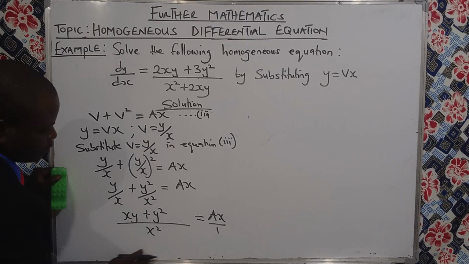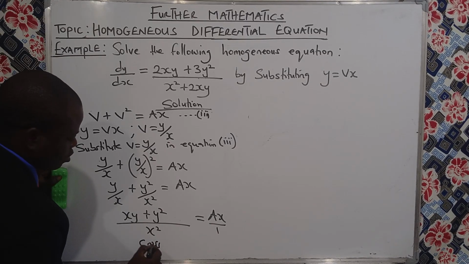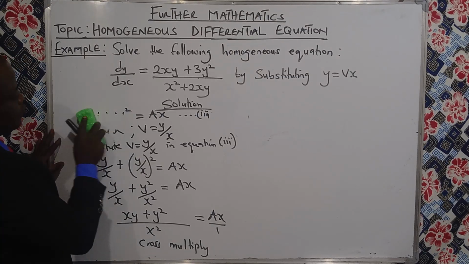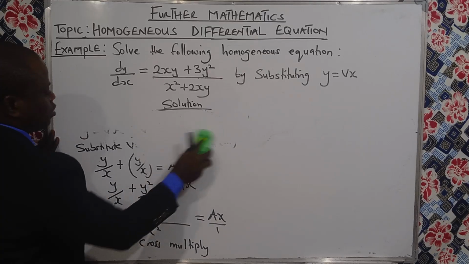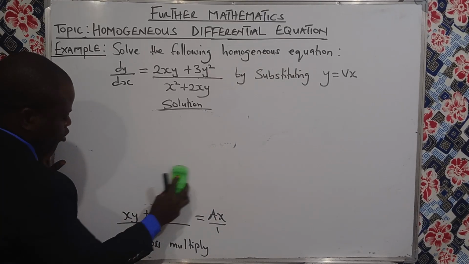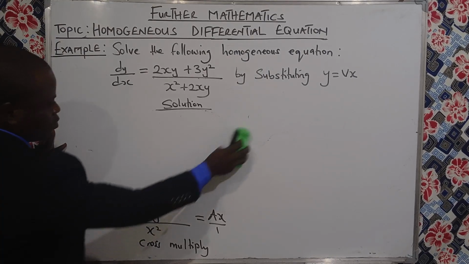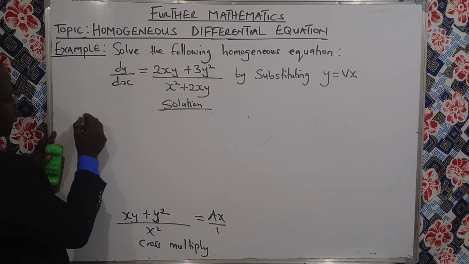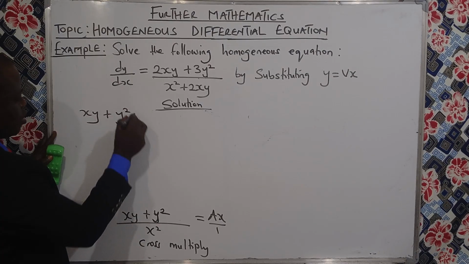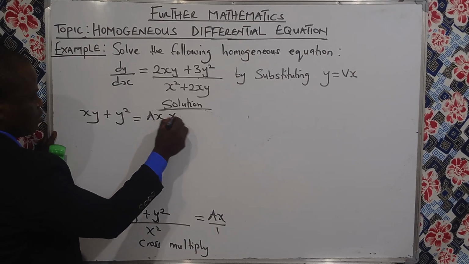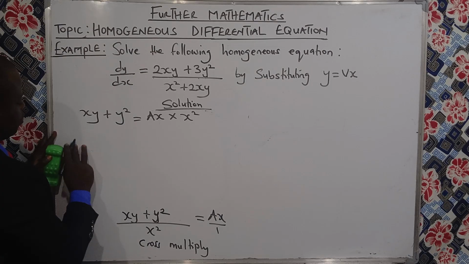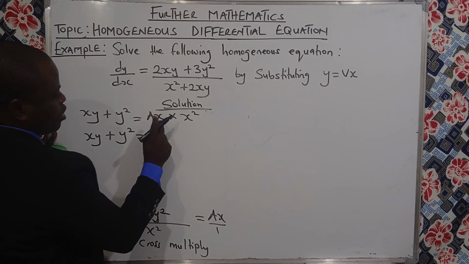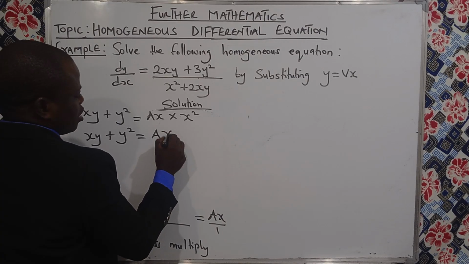Now you cross multiply. When you do your cross multiplication, xy plus y squared equals ax times x squared. Xy plus y squared equals, we're having x here, put under x squared, that's ax raised to the power 3.